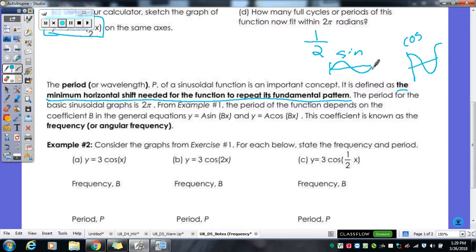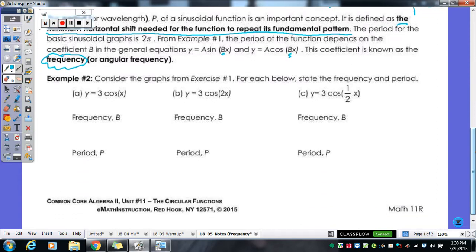For example number 1, the period of the function depends on the coefficient b in your equations, which is always in front of your x. This coefficient is known as the frequency. So the frequency tells you how many times that curve is going to happen in one 2 pi period. So then consider the graphs from exercise 1 from below. We're going to state the frequency and what their period was.